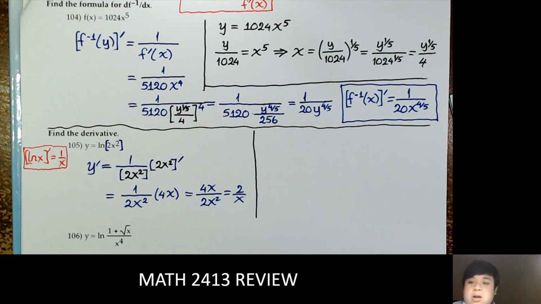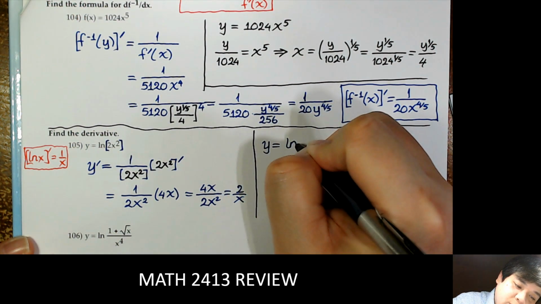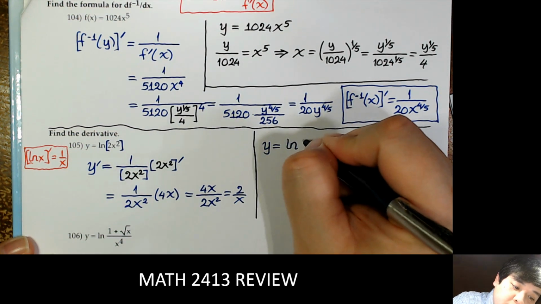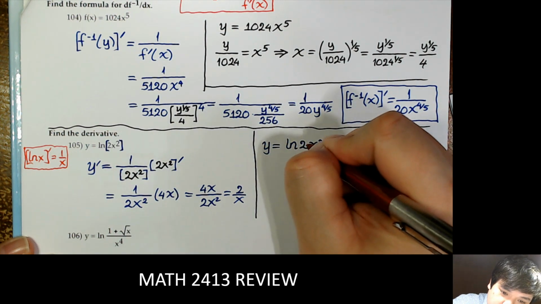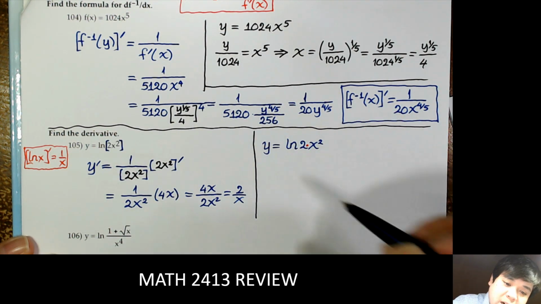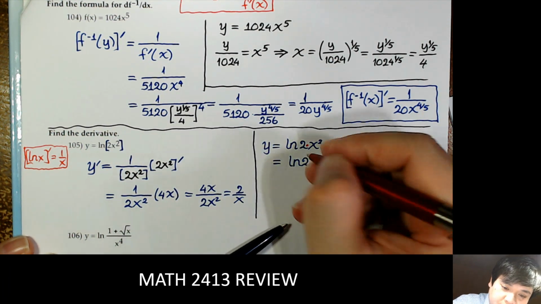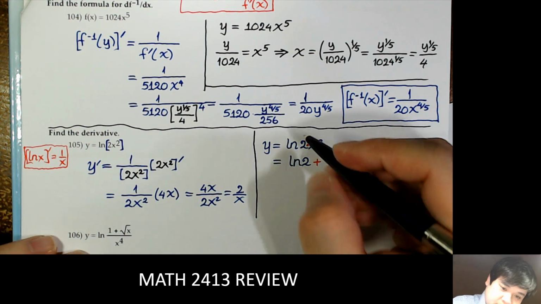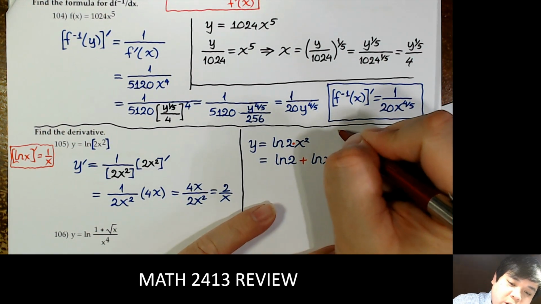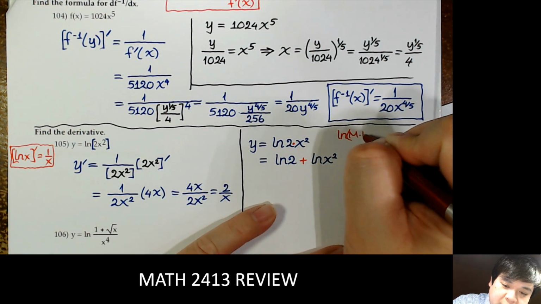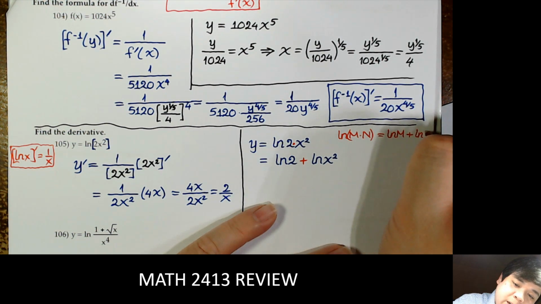Or if we take advantage of the properties of the log, we can also do this. y equals ln of 2x squared. It is a product, so we can turn that into a sum. Notice we haven't taken any derivative yet. We just rewrite the function. Here, let me quickly write the rule: ln of m times n is ln of m plus ln of n.